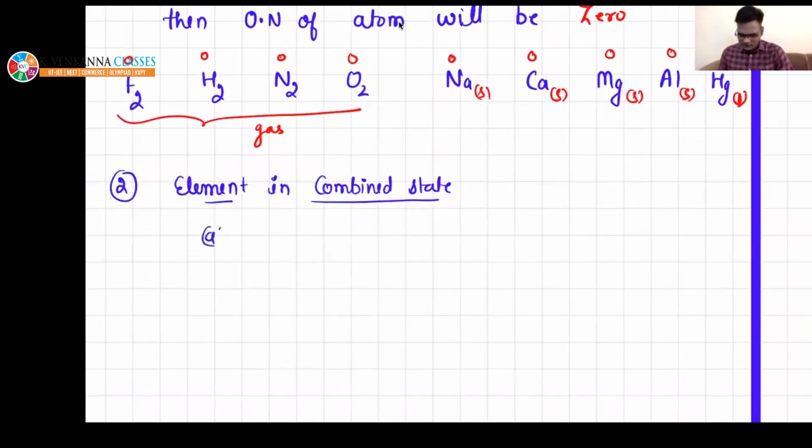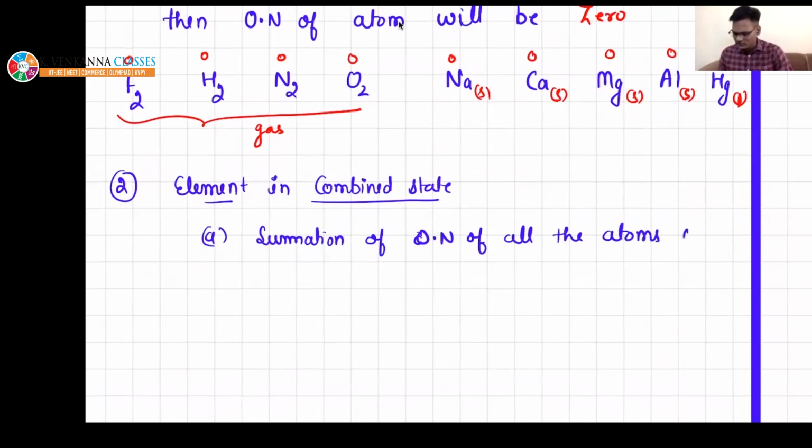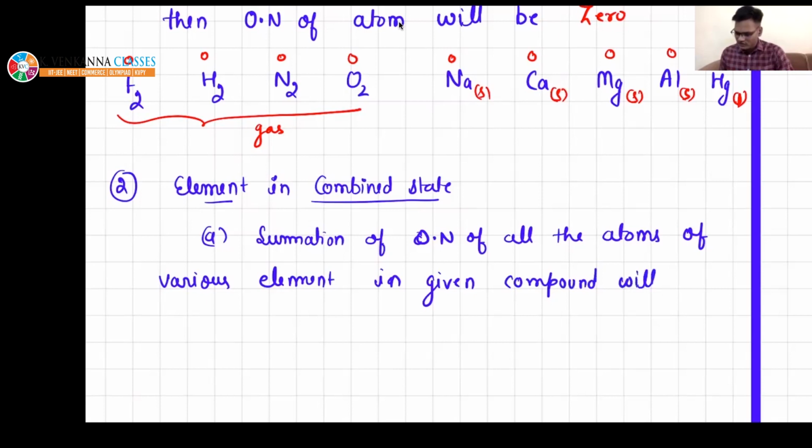The first is simple: the summation of oxidation numbers of all the atoms of various elements in a given compound will always be 0, right? As we know, all compounds are neutral, right?